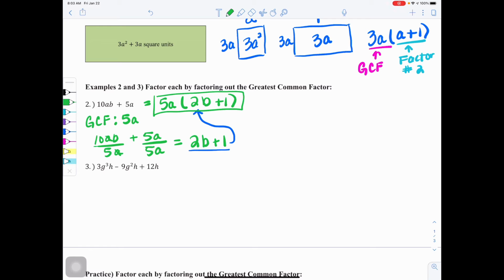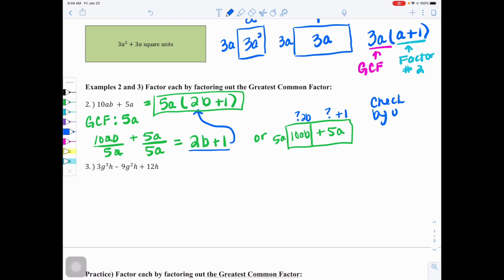Now, if you'd like to check yourself or you want to look at this geometrically, you can do that. So just for this one, I'll show you that you also could have looked at it like this, using what we've done in the opening exercise and example 1. Think of the greatest common factor and put it here. You know this has to be 10ab, and this has to be positive 5a. And then you can work your way through and think, okay, what would go here and what would go here? So you'd still get the same response. You'd get 2b, and you'd get 1, and you'd still have the same thing inside. Now, you can also check this by using the distributive property.